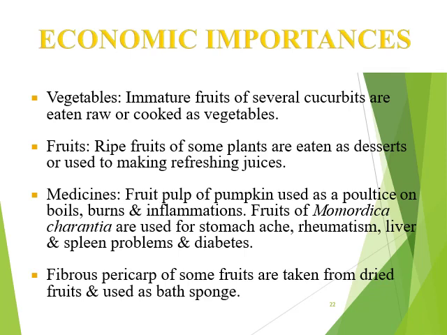Some of the plants have medicinal value. Fruit pulp of pumpkin is used as a poultice on boils, burns, and inflammations. Fruit of Momordica charantia is used for stomach ache and rheumatism, liver and spleen problems, and diabetes. In addition to this, the fibrous pericarp of some fruits is taken from dried fruits and used as bath sponge.